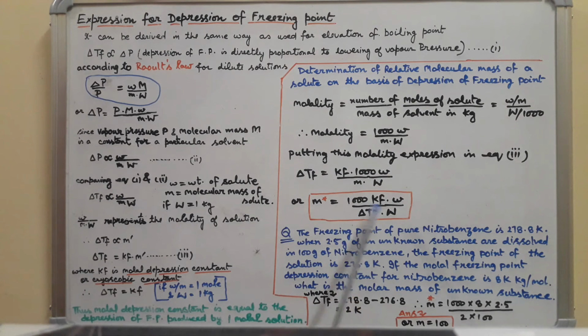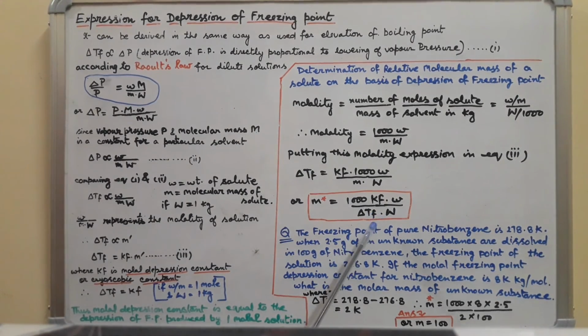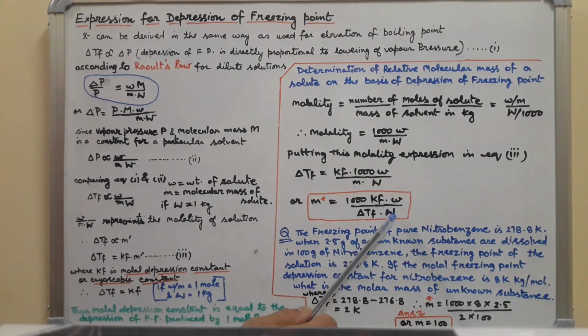Up till now, I think you remember what this Kf is. Kf is the molar depression constant, or cryoscopic constant. What is delta TF? It is the depression in freezing point. That is, it is the difference between the freezing point of the pure liquid and the freezing point of the solution, which is obviously less than the freezing point of the pure solvent. What is this W? It's already written here. It is the weight of solvent in grams, and this small w is the weight of solute in grams.